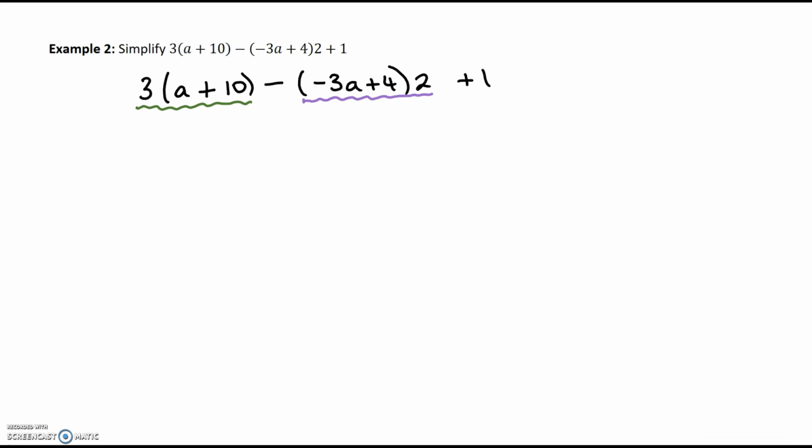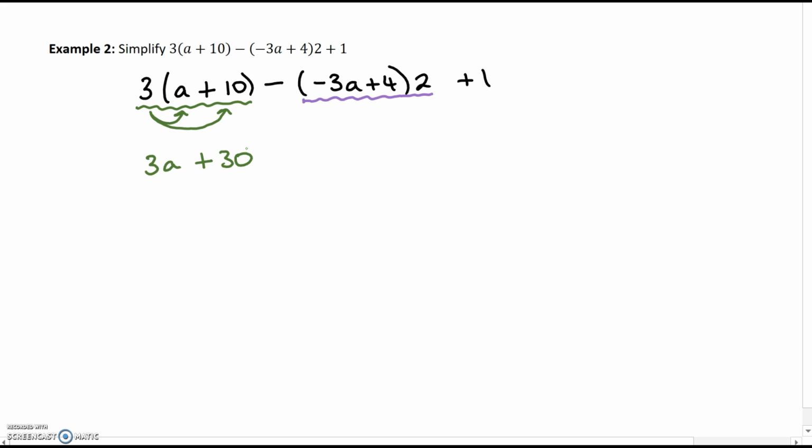Now this starts off reasonably okay. 3 times a and 3 times 10. It's just a distribution here. So it's going to be 3 times a is 3a, and 3 times positive 10 is plus 30.